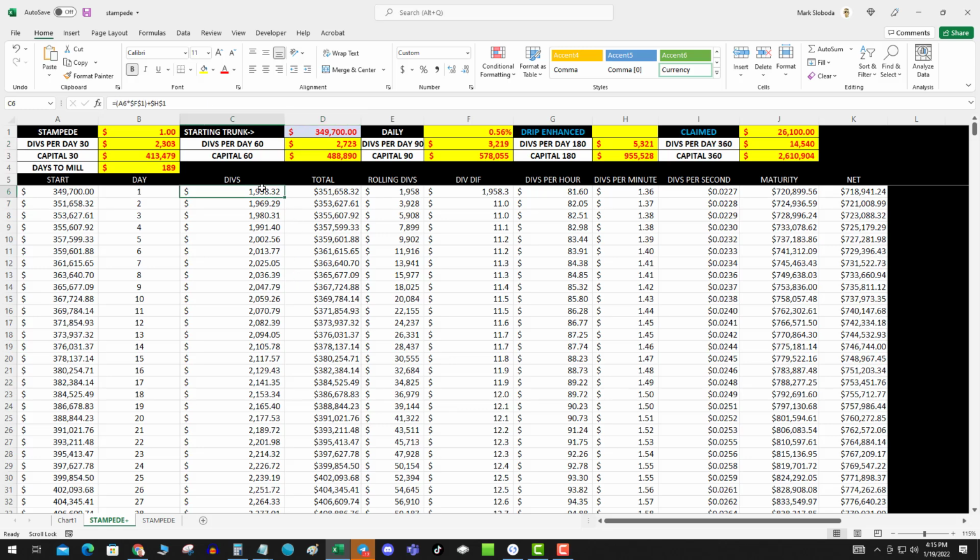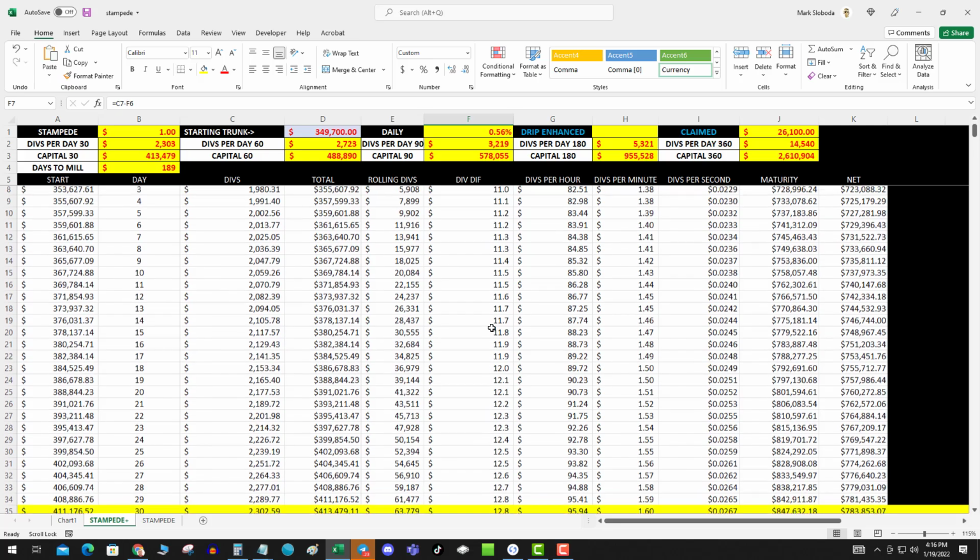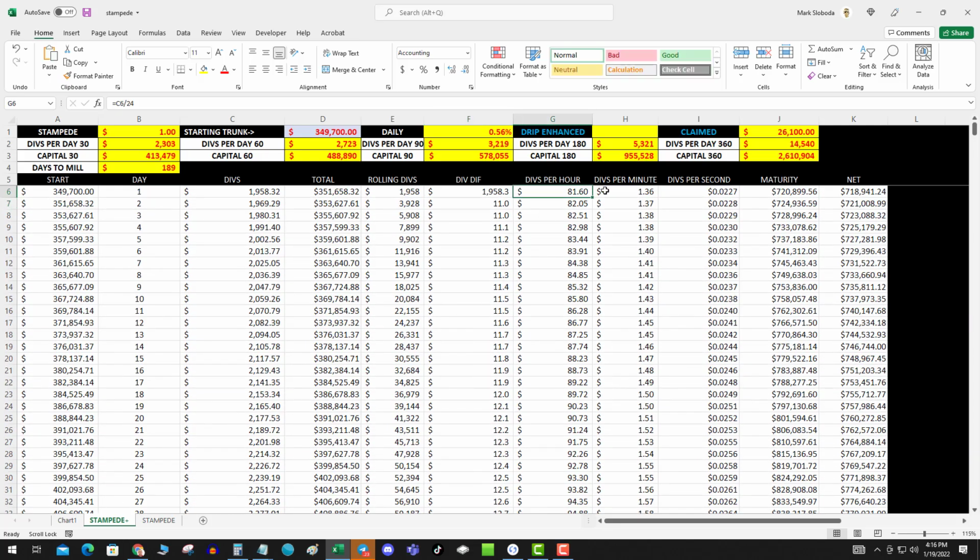So what it does is it shows divs per day, shows your starting capital, number of days, divs per day, total, rolling divs, div differential. Ignore this first space. But basically, this shows you how much your divs are increasing per day, divs per hour, divs per minute, divs per second. All right. It's a lot of divs. So starting trunk. The daily shows divs in 30 days, 60 days, 90 days, 180 days, 360, capital in 30 days, capital in 60 days, capital in 90 days, capital 180 days. So at the current rate, it's going to take me about 189 days to get to a million.